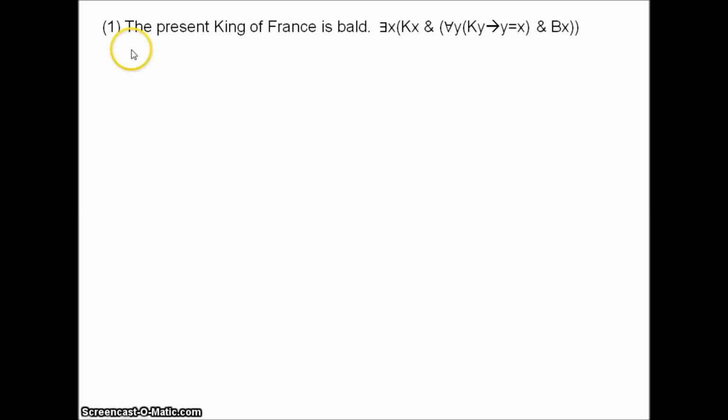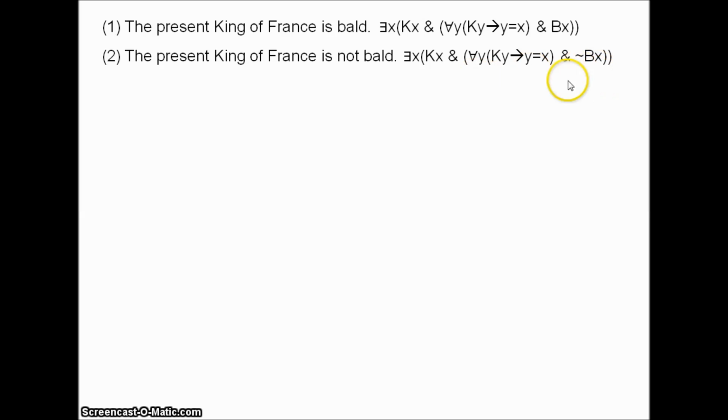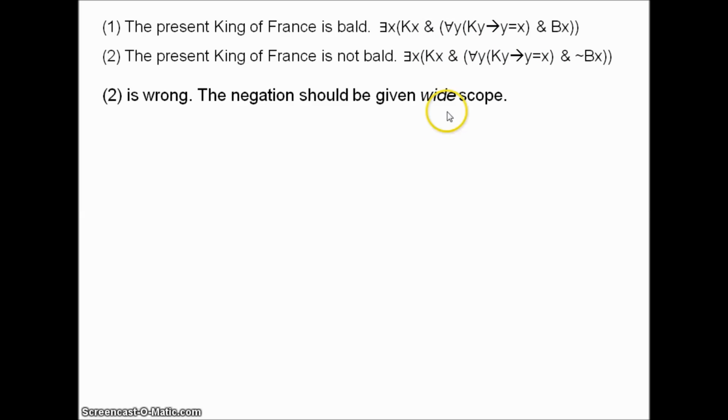If I ask for the negation of the statement "the present King of France is bald", it is tempting to say "the present King of France is not bald", which translates like this: there exists an x such that x presently kings France, and for all y, if y presently kings France, then y equals x, and x is not bald. But this is wrong. We've given the negation a narrow scope and it should be given a wide scope. If we're going to negate statement 1, we have to negate the whole statement, not simply the baldness.